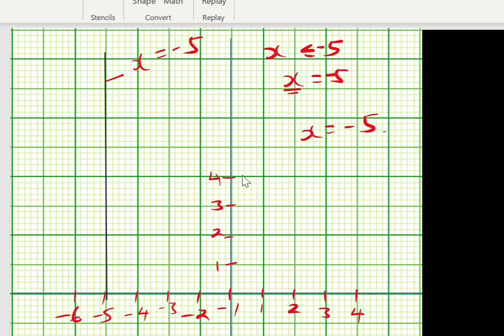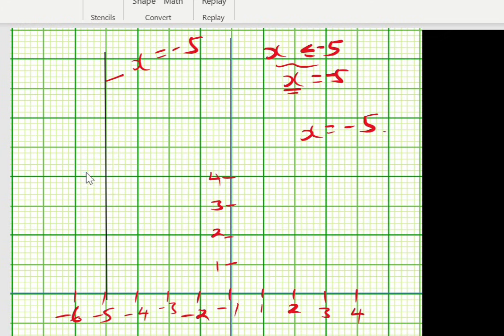Then the next part is to shade the unwanted side. So we ask ourselves the values which are less than negative 5, because our inequality was x is less than or equal to negative 5. Are they to the left or to the right? You pick one number. For example, negative 6 is less than negative 5, and negative 7. As we move to the left, the numbers become smaller and smaller.